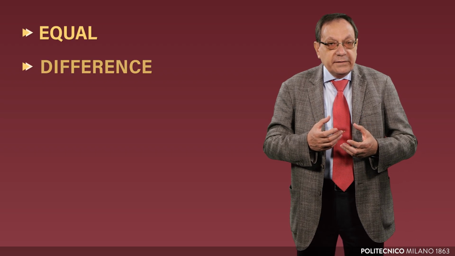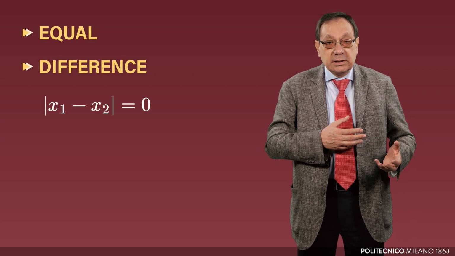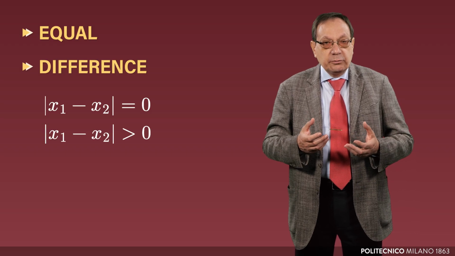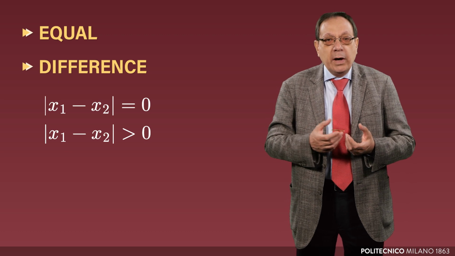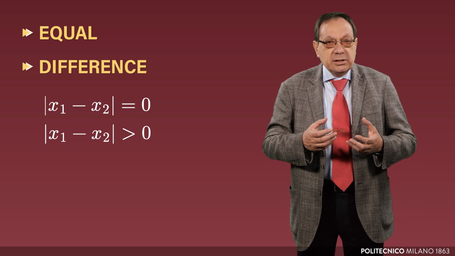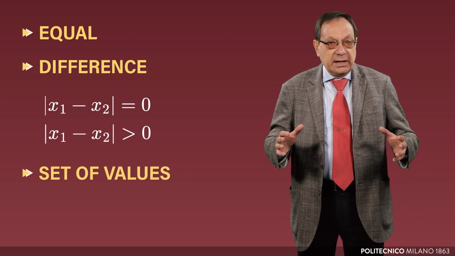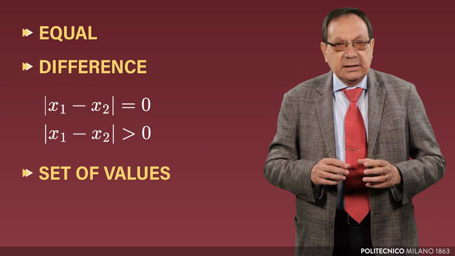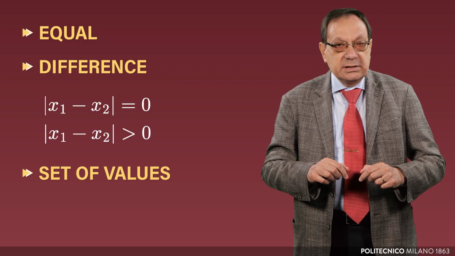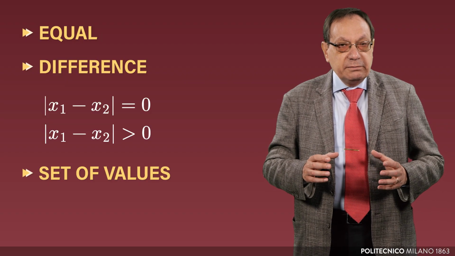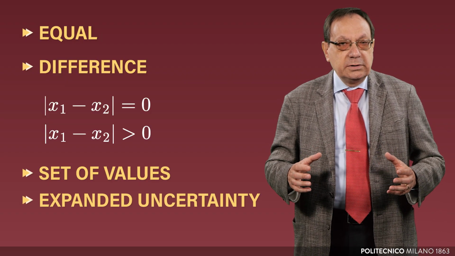Let us now see how to express this concept of metrological compatibility in mathematical terms. If we were dealing only with numerical values, we would say that the two values are equal when their difference is zero. Conversely, we would say that they are different when their absolute difference is greater than zero. However, we have seen that a measurement result is given by a set of values. If the two results are compatible, we expect their difference to fall within an interval about zero, the width of which is given by the expanded uncertainty of the difference.